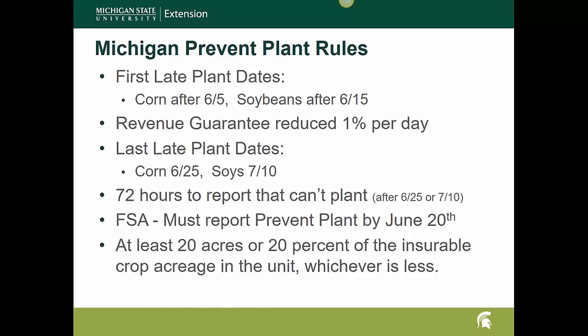So you want to make sure, if you're going to go prevent plant, or think you're going to go prevent plant, that you've got at least 20 acres or 20% of that insurable unit. That can catch some people by surprise.